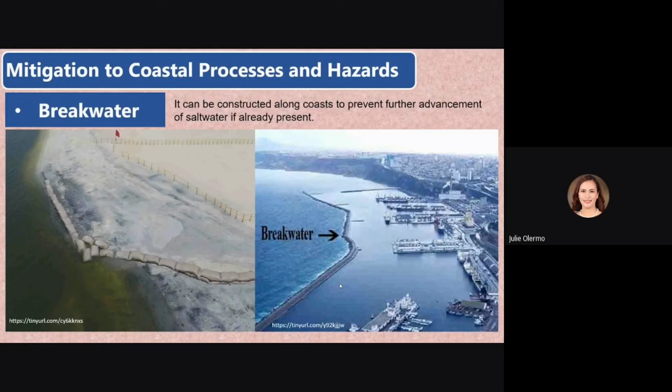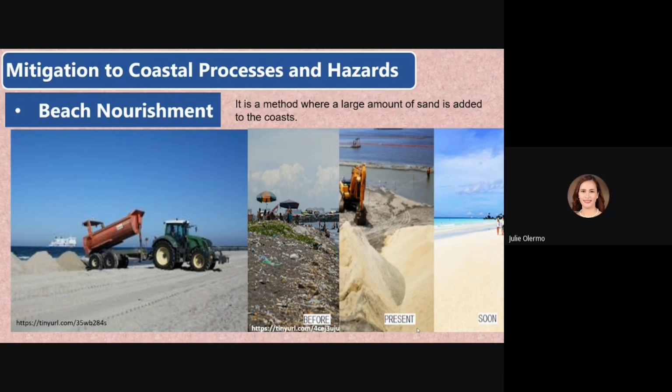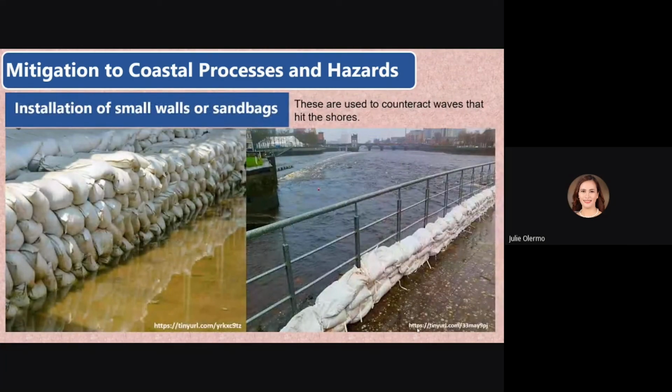The breakwater can be constructed along coasts to prevent further advancement of salt water. They act as a barrier to waves to prevent coastal erosion. Here is an example of the breakwater. Beach nourishment is a method where a large amount of sand is added to the coast, like what they did in Manila Dolomite Beach. The before, present, and soon status of the project is shown in the right image. Installation of small walls or sandbags is used to counteract waves that hit the shores.